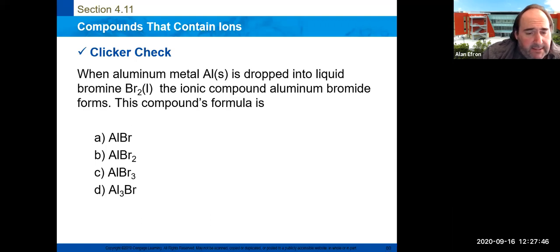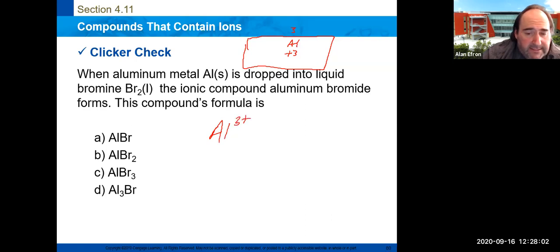Okay, so same idea here. We want to use the periodic table to help us. If we look on the periodic table, we're going to find aluminum there in group number 3. And that means that aluminum will always form a +3 charge. It's got a fixed charge.